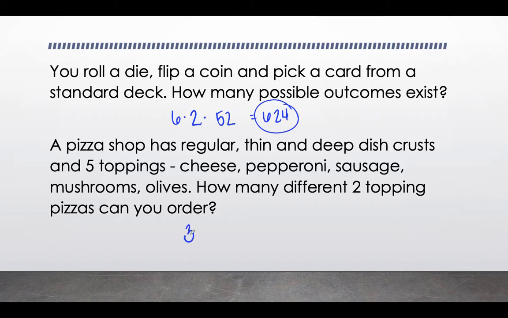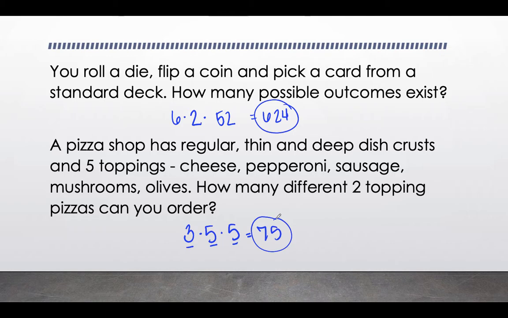Since there are 3 crust options and 5 topping options, we would multiply 3 times 5 times 5, which would give us 75 total possible combinations. This is also assuming that your second topping could be a repeat of the first topping. So that would be cheese and then extra cheese or extra pepperoni.